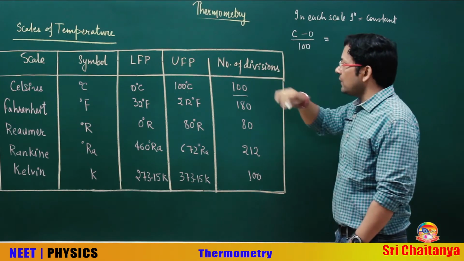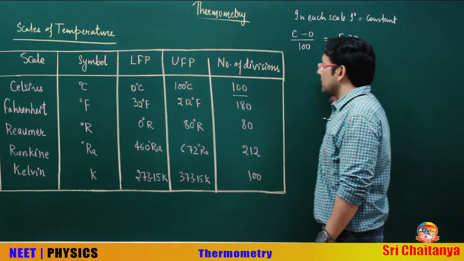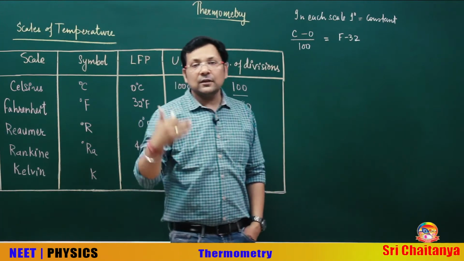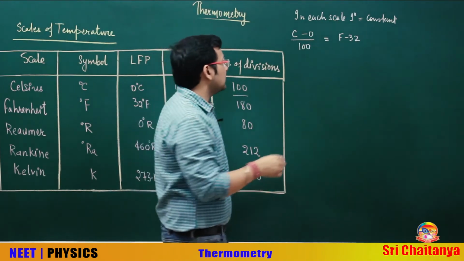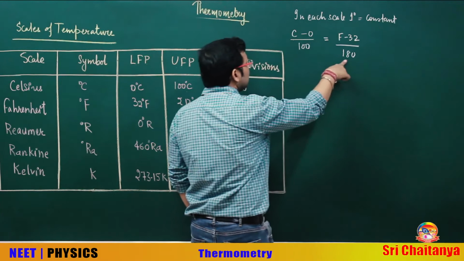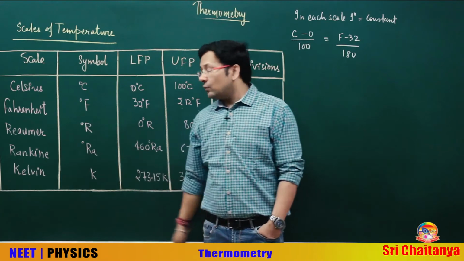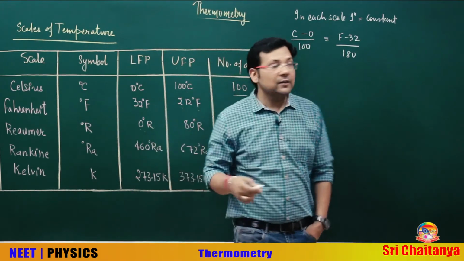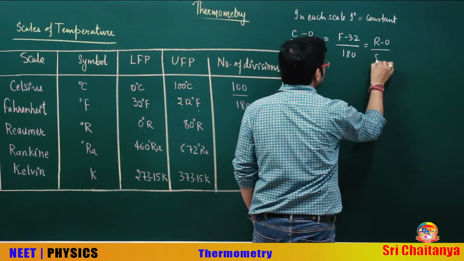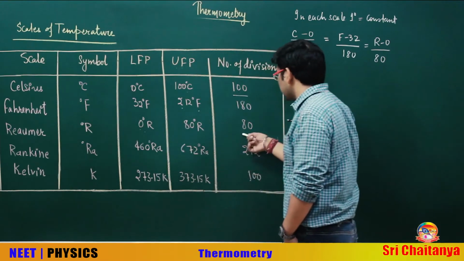Similarly, when you go to Fahrenheit, F minus the lower fixed point, which is 32, and the upper is 212. So what is the number of divisions? The subtraction of LFP from UFP, and that would be 180. So this is 1 degree in Fahrenheit, and that is 1 degree in Celsius. Similarly, when you see the Reaumur scale, what is the LFP there? 0 degree. So you do R minus 0. And what is the gap? Obviously 80 in Reaumur. Okay, so that is 1 degree in Reaumur. You can see here the gap is 80.